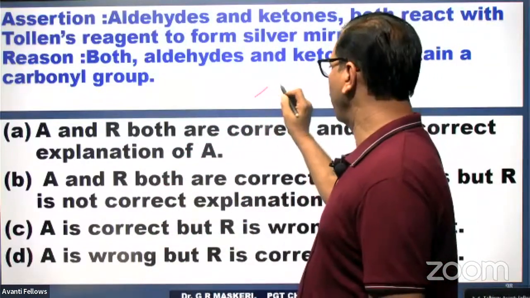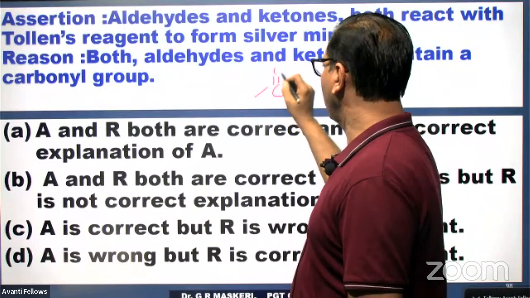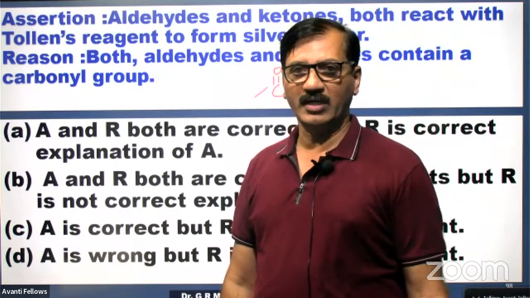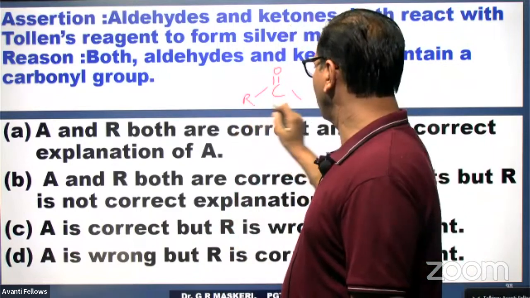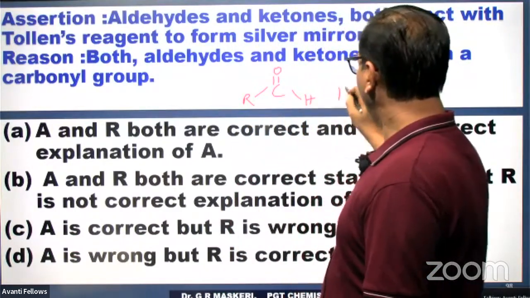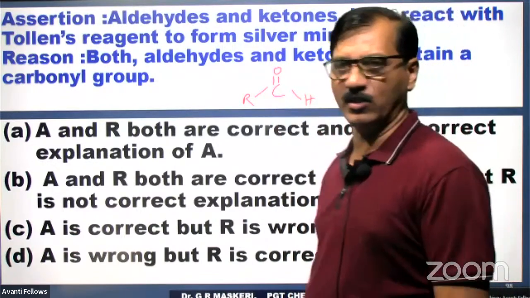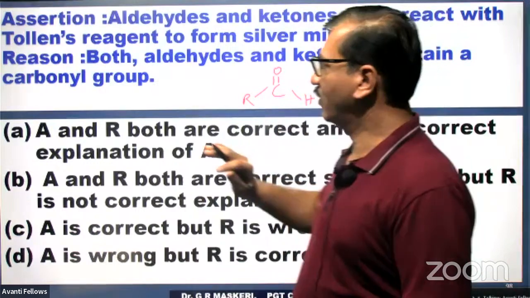Both aldehydes and ketones contain the carbonyl group, C double bond O. So the second sentence is right. And we write like this, right? Ketones are written in this way. Aldehydes are written in this way. So this is the way that we write.